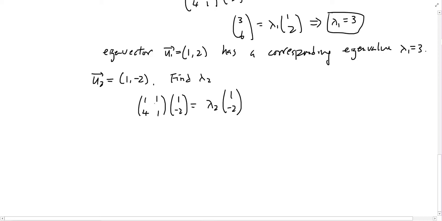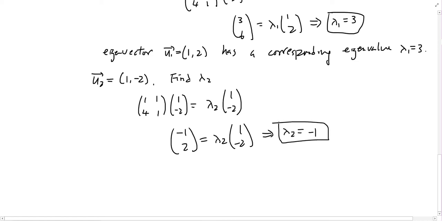So let's go through this. (1, 1) times (1, -2) would give you negative 1. (4, 1) times (1, -2) would give you positive 2. So it seems to me that lambda 2 must equal negative 1. Therefore, we find the two corresponding eigenvalues. Pretty simple.